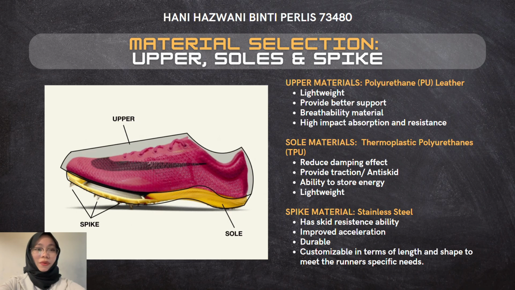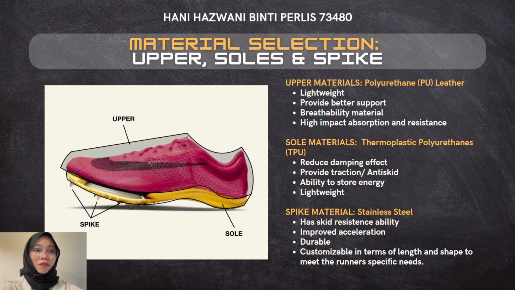For the next slides, I will briefly state the type of materials that our group chose for the spike shoes design. For the upper part of the shoes, the material used is polyurethane, PU leather. The material is lightweight, provides better support and breathability, and has high impact absorption and resistance.